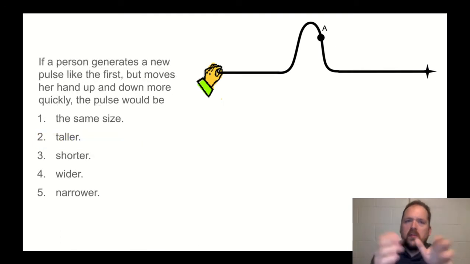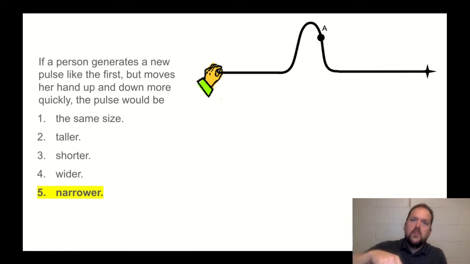How about this one? Same scenario. A person generates a new pulse like the first, but moves her hand up and down more quickly. What would that do to the pulse if you move your hand up and down more quickly in generating the pulse? Would it make it the same size, taller, shorter, wider, or narrower? This would actually make the pulse narrower.